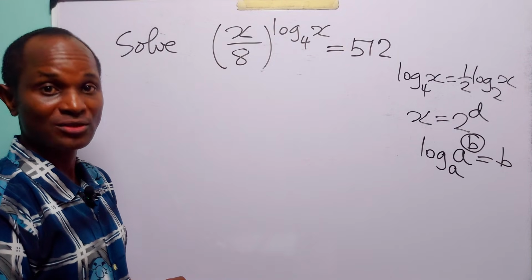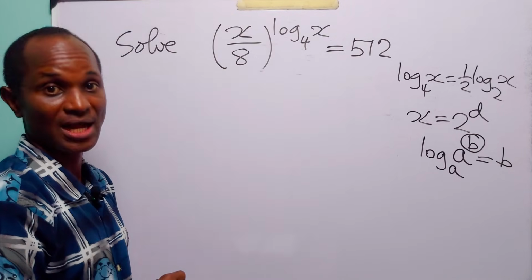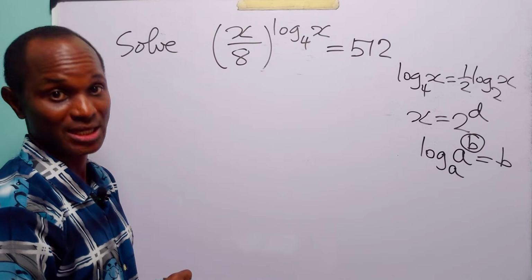Now for the second method, we are going to start by taking log of both sides of the equation. And of course, we are going to work in base 2.